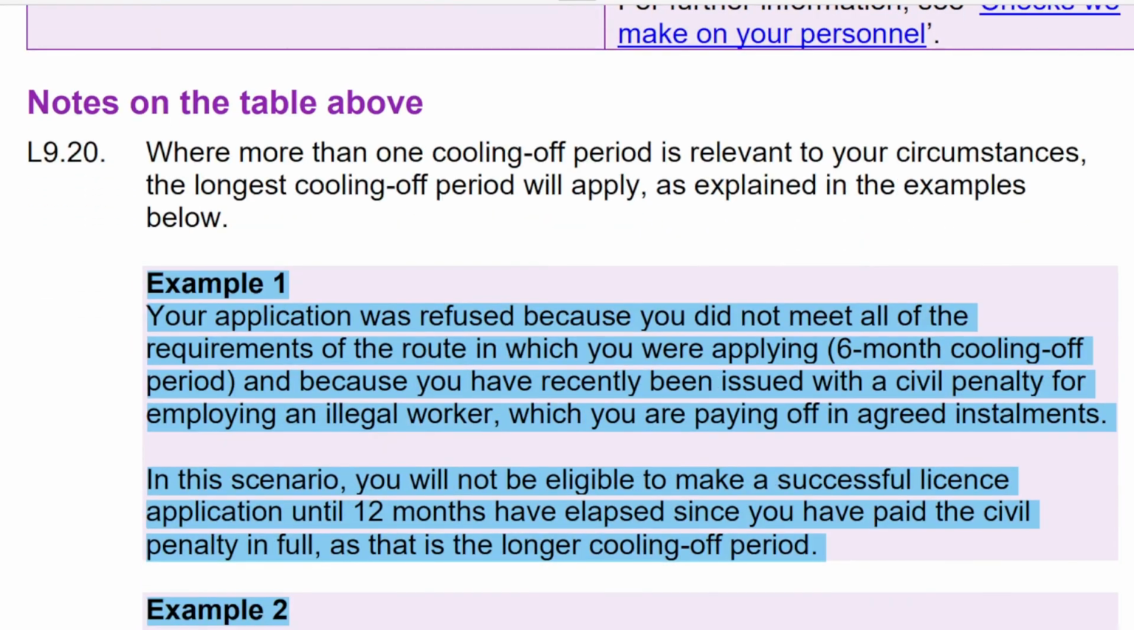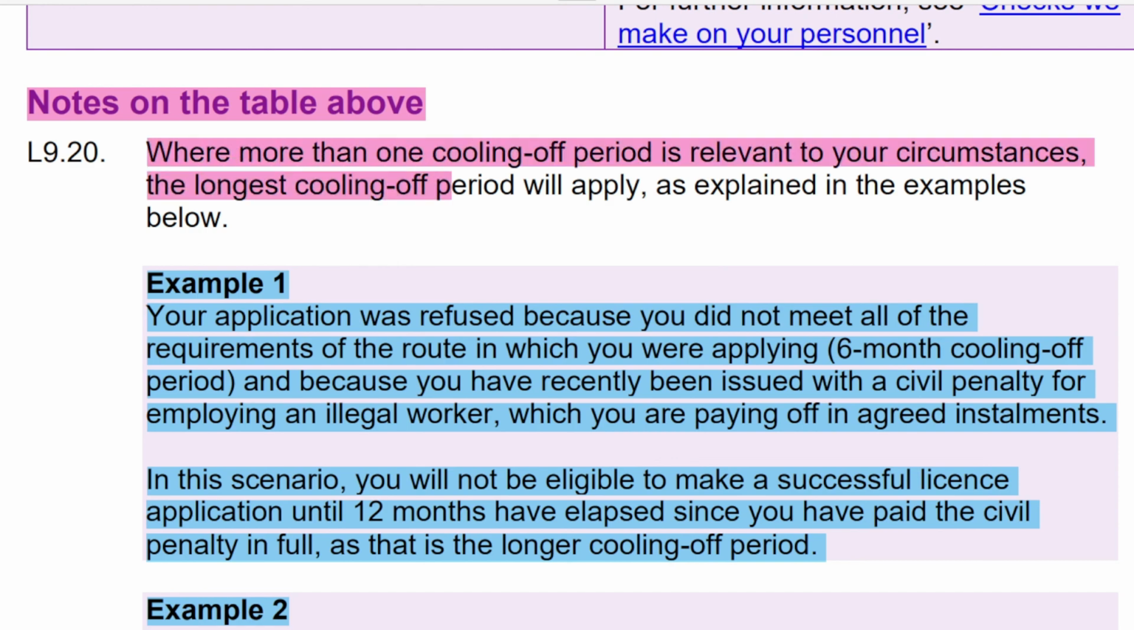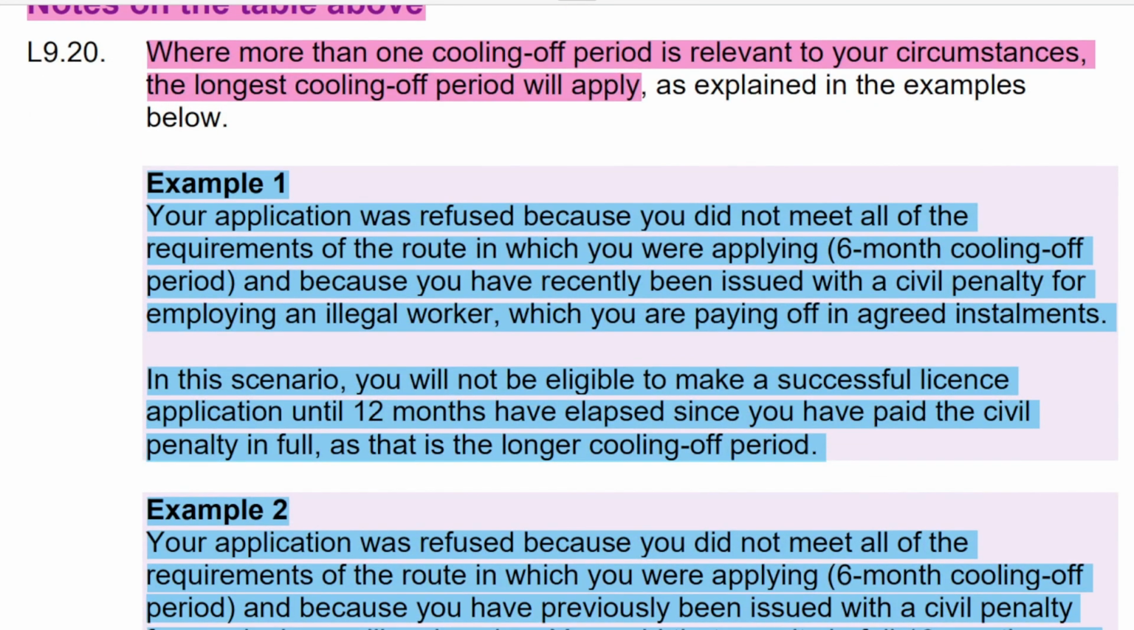So now let's discuss the notes on the table above. Where more than one cooling off period is relevant to the circumstances, the longest cooling off period will apply. I'll go quickly because the cooling off period is not that important at this time. Example 1: your application was refused because you did not meet all the requirements of the route in which you are applying, a 6-month cooling off period, and because you have recently been issued with a civil penalty for employing an illegal worker, which you are paying off in agreed installments.